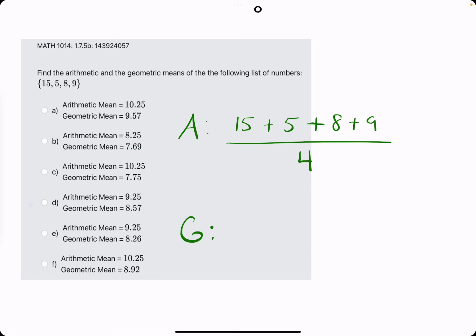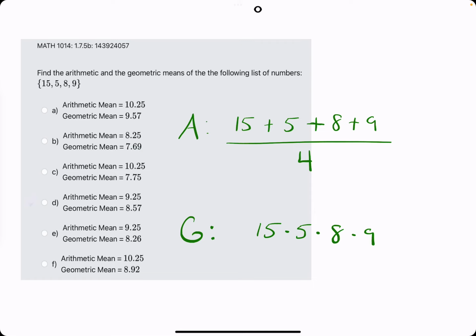Now the geometric mean, a little bit different. You might not be used to it or might not have used it before. What we're going to do is multiply. So instead of adding all the numbers, we're going to multiply all the numbers together. So 15 times 5 times 8 times 9. And now we are going to take a root of all these numbers.